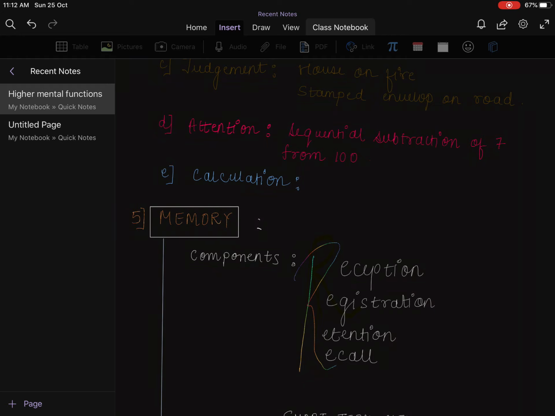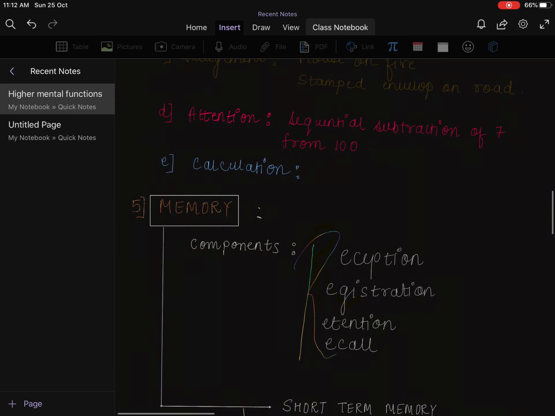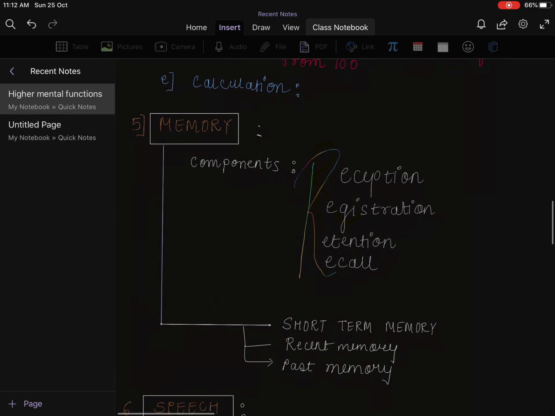You ask him to subtract 7 from 100 till 7 consecutive numbers come. So this is also called a digit span. Okay, and the calculation is covered in attention as well.